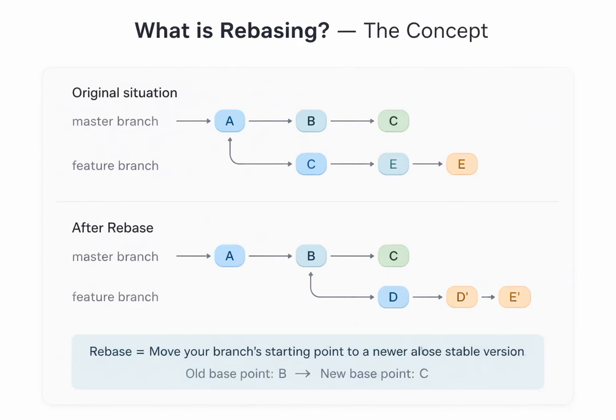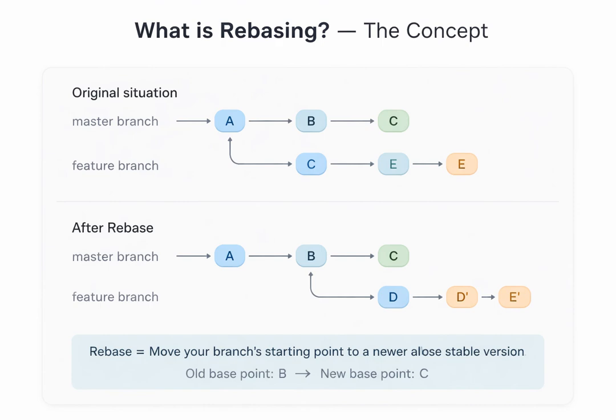Now let's talk about one of the more advanced but very important Git concepts, rebasing. Here's the scenario. You created a branch from a certain point on the master branch. Let's call that your base point. While you were working on your branch, someone else made new commits to the master branch. Now your branch is behind. It's based on an older version of the code.